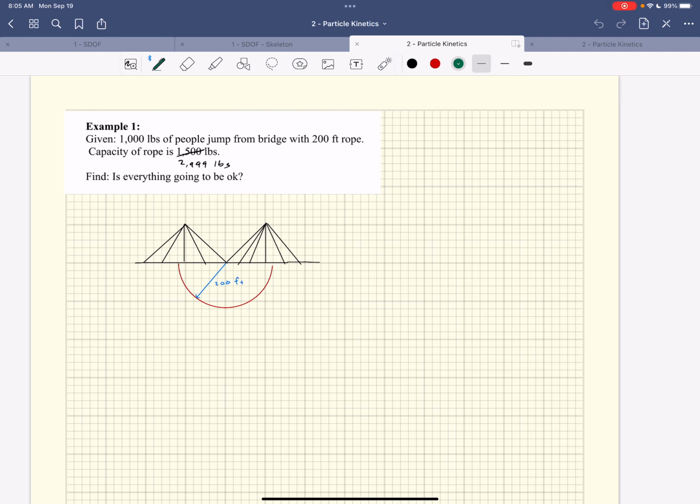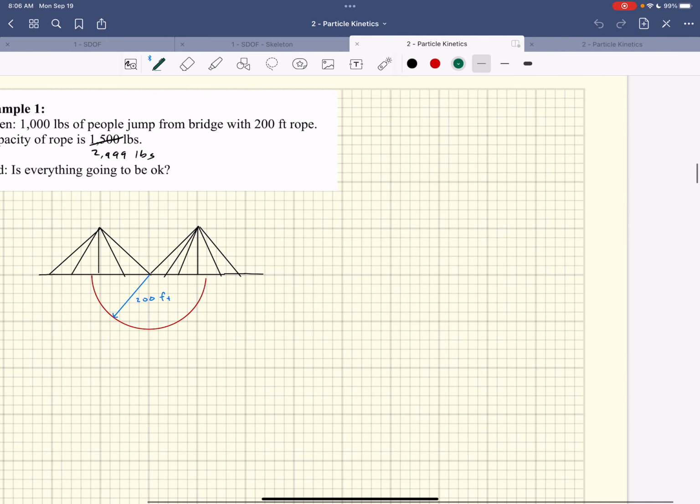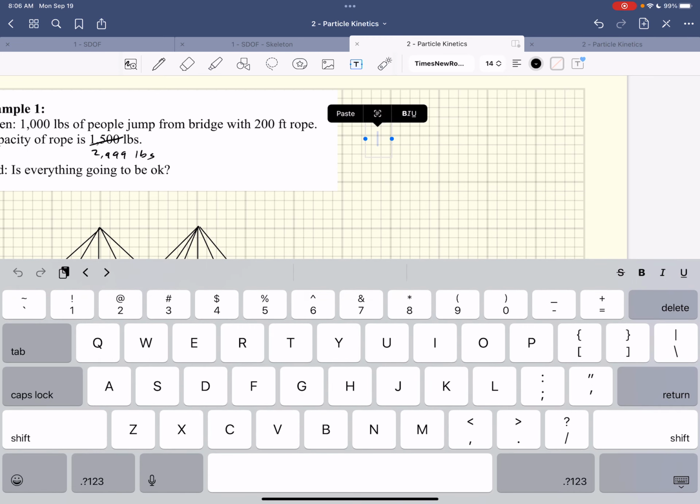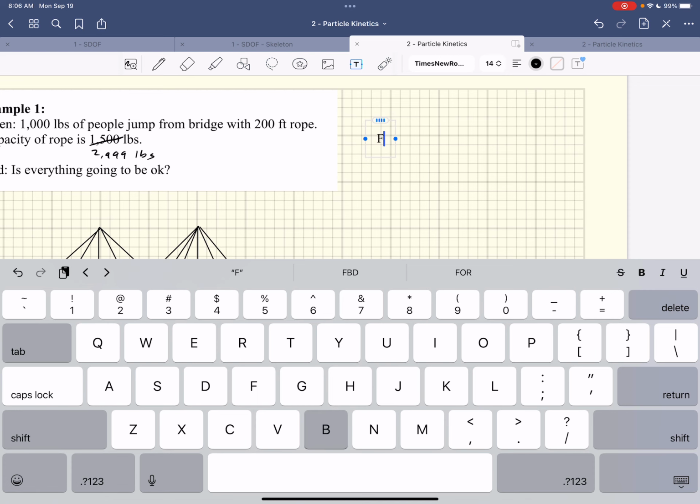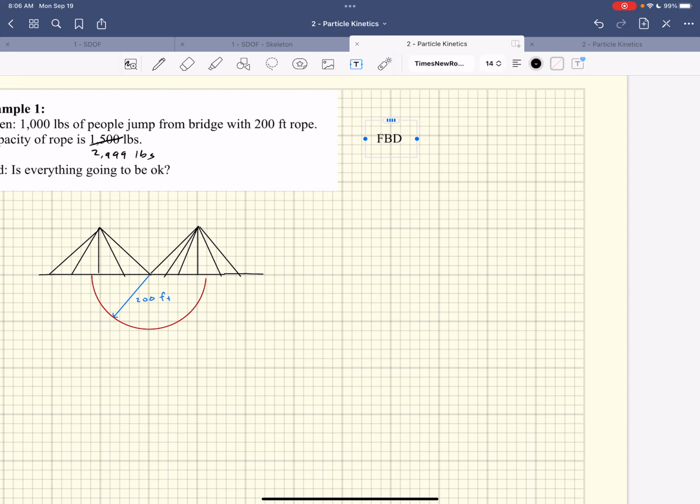FMA. So the first step in an FMA problem is to do what? Free body diagram, every time. Literally, I mean, just get into the habit of just starting these things, right? I know you want to jump, you want to skip steps, but don't do it. Just do this every time. It's worth points.